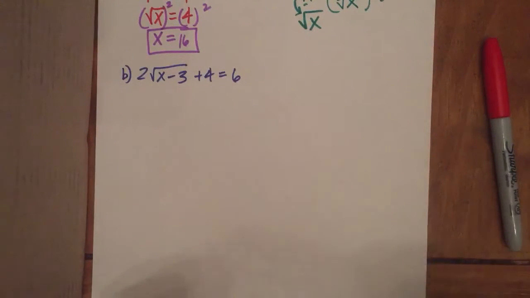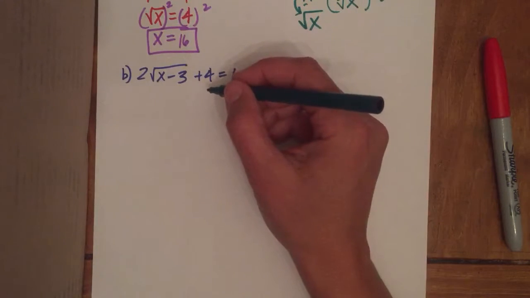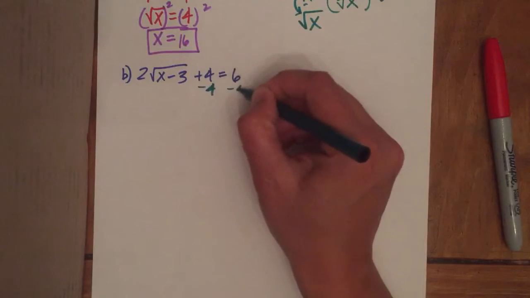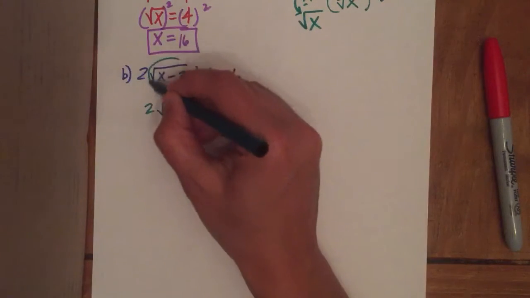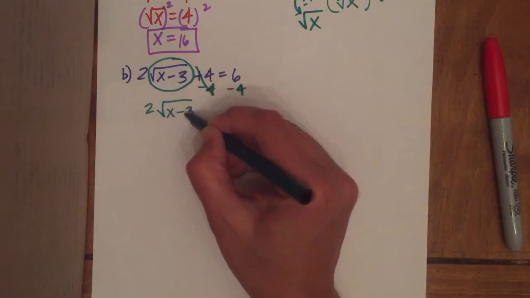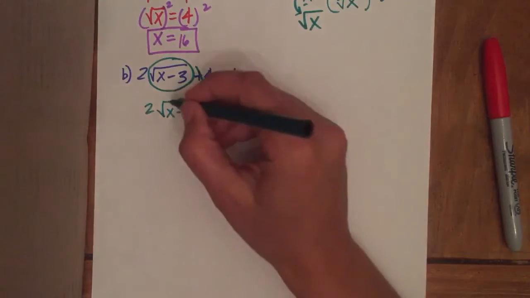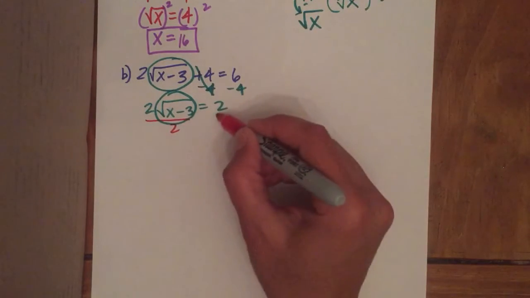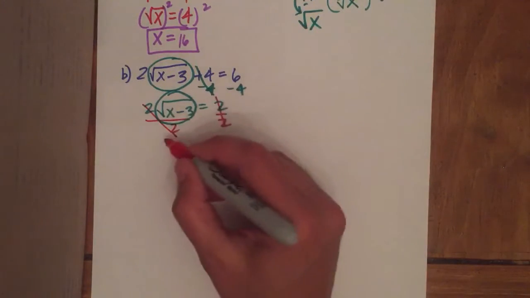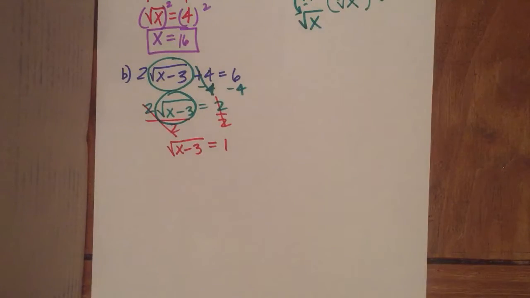So the first thing I'm going to do is move the 4. I don't have any fractional exponents, so I don't have to worry about that. I'm going to move the 4 over. That leaves me with 2. Remember, we always want to isolate the radical. 2 times the square root of x minus 3 equals 2. Remember, this is what we want to isolate, the radical expression. I am now going to divide both sides by 2, because that divides out to 1. That gives me the square root of x minus 3 equals 1.